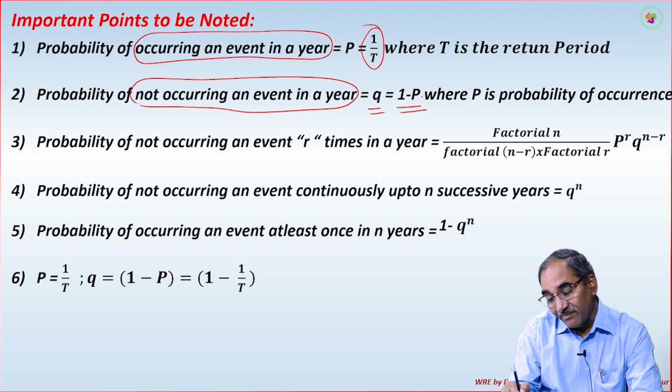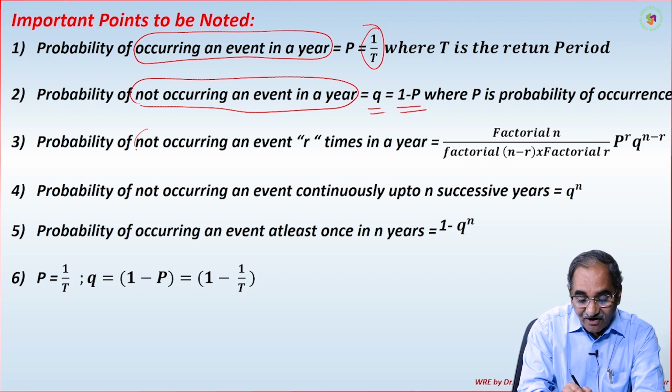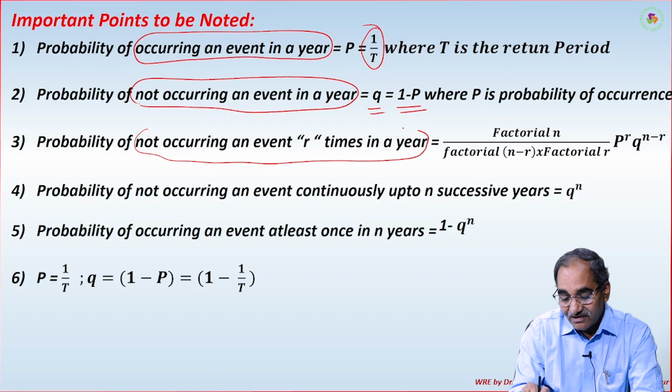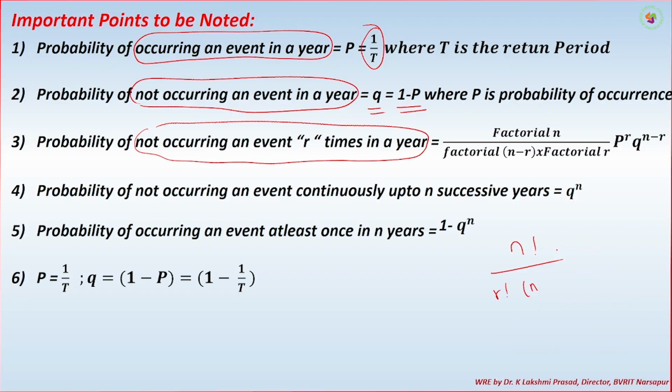1 minus 1 by t. Please remember, the probability of an event occurring r times in a year is factorial n by factorial r into factorial n minus r, into p to the power of r, q to the power of n minus r. So that is what I have put.